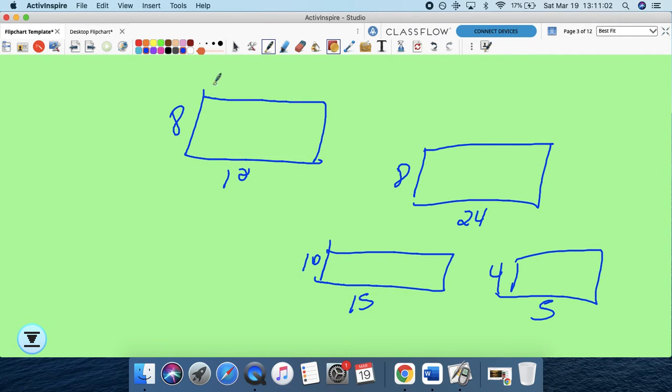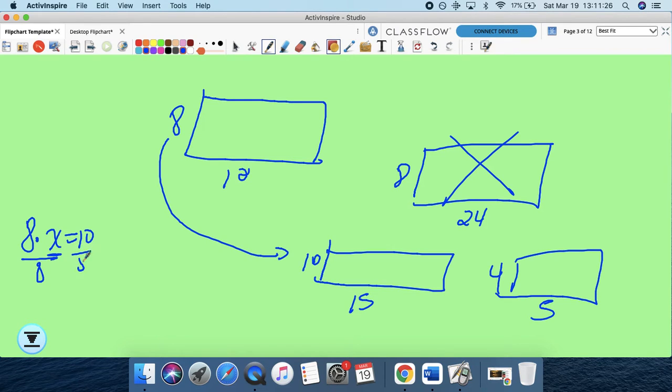So if you look at this one, for example, 8 times 1 is 8. Is 12 times 1 24? No. Right? So because the answer is no, this one is gone. How about 8 times something is 10? So 8 times x equals 10. Let's find out what this magic number is. If I divide both sides by 8, x equals 5/4. So if you multiply 8 times 5/4, you get 10. And let's prove that. 8 times 5 is 40/4. 40/4 is 10. So that's good.